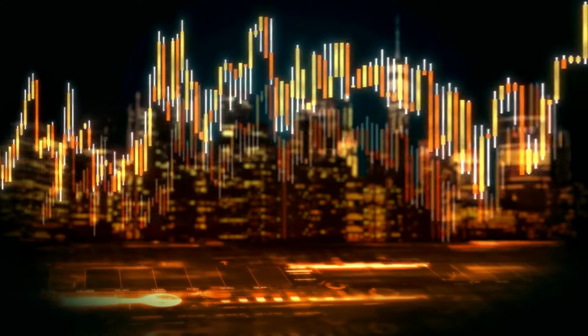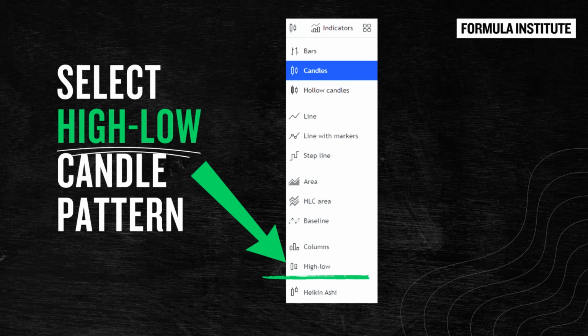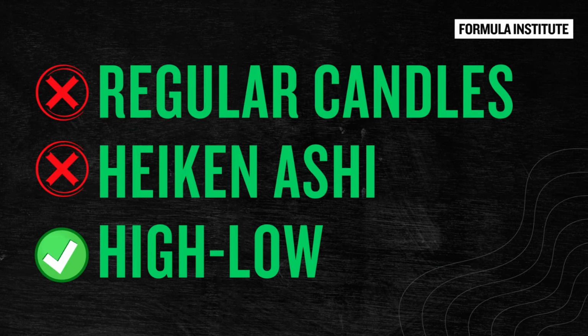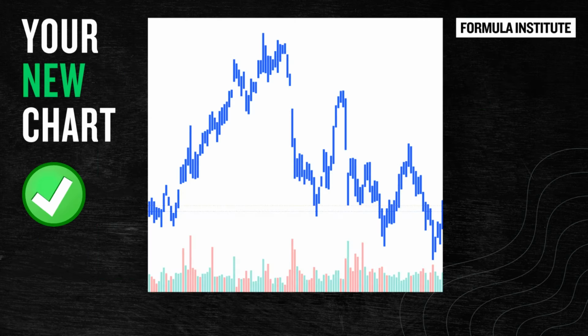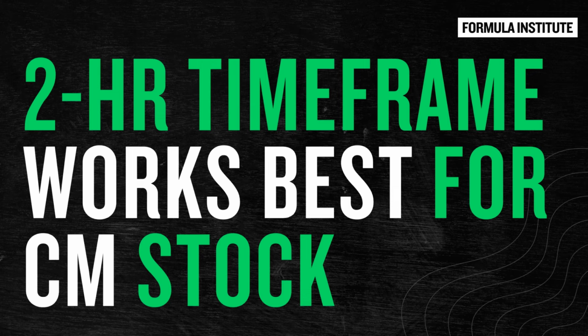Now, first, let us change the candles. From the menu before indicators, select high-low. We are not going to trade with regular candles or any other kind of candles, for example, Heiken Ashi. Now the chart will look like this. Now change the time frame to 2 hours by clicking the time frame drop-down list. This 2-hour time frame works best for this stock.